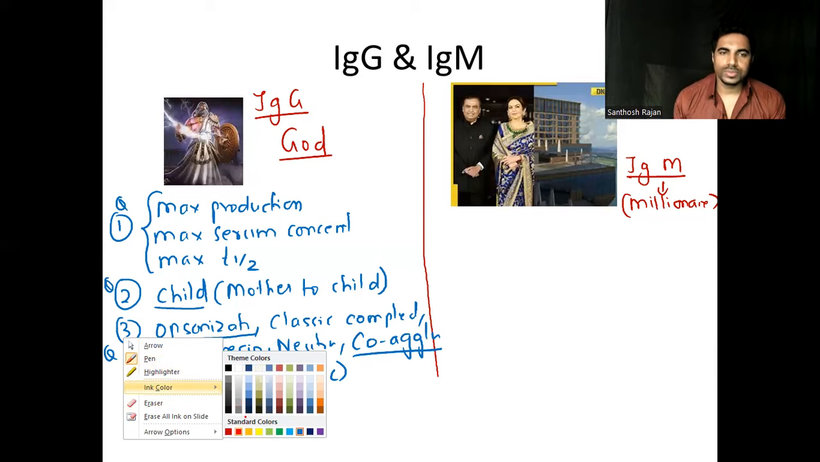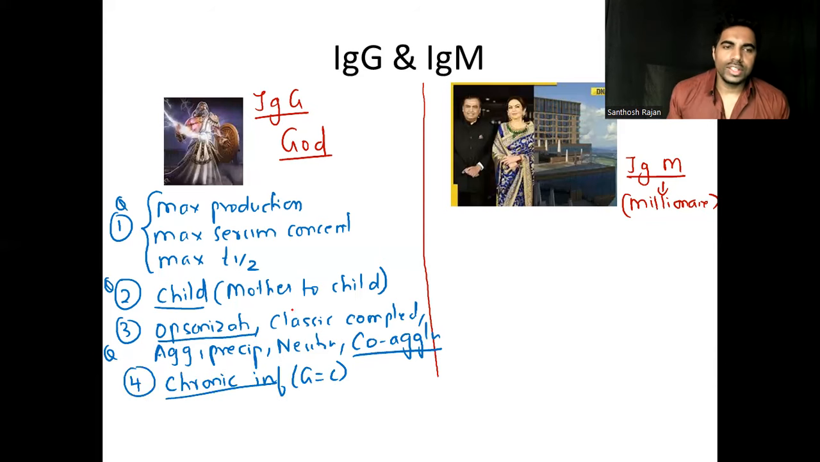Another thing is that there are subtypes; IgG has many types. G1 is the one with maximum concentration. And it also crosses the placenta. Mother to child placental crossing is also G1.